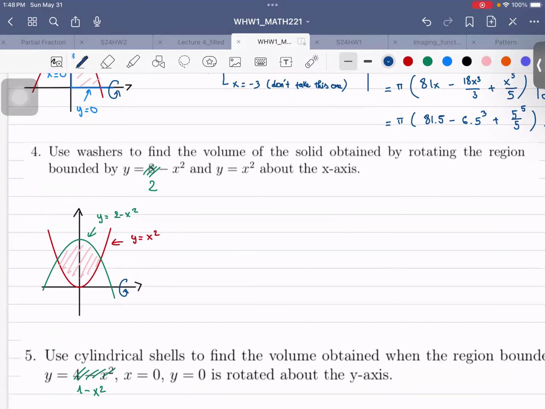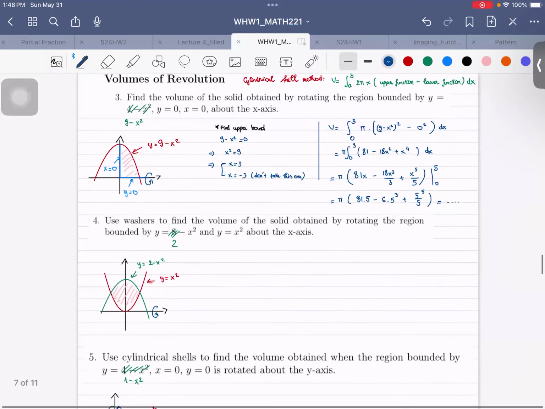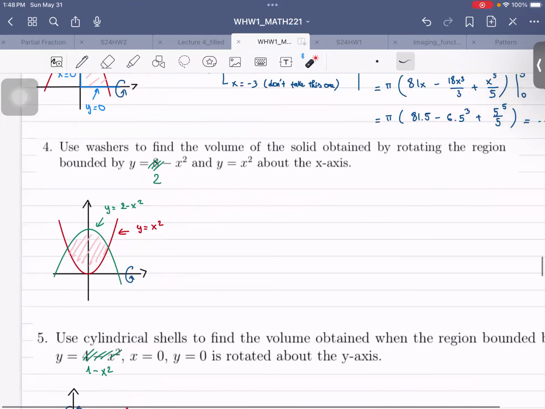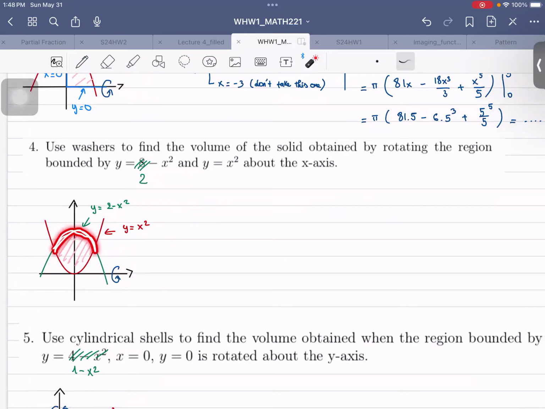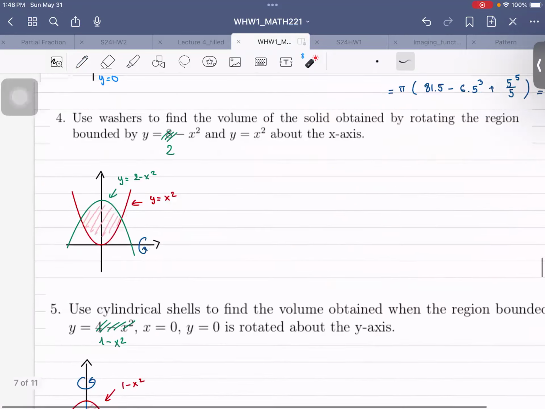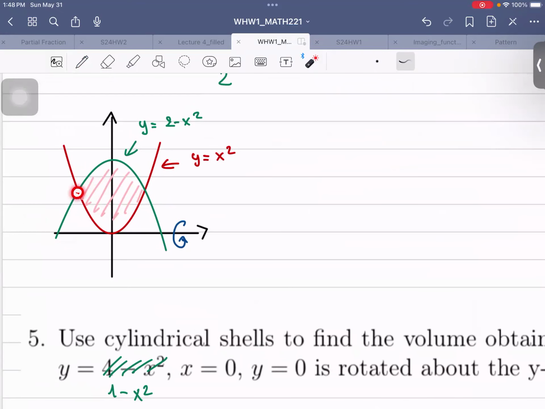Okay, so now the point is, if you want to use the Washer method, you need to know the lower bound, the upper bound, the upper function, and the lower function. So this is the upper function, and this is the lower function, which is given by x squared. The upper function is given by 2 minus x squared, and the lower function is given by x squared. The only thing you need to know is the lower bound and the upper bound. You can pretty much see that the lower bound and the upper bound over here are just the intersection between these two curves.